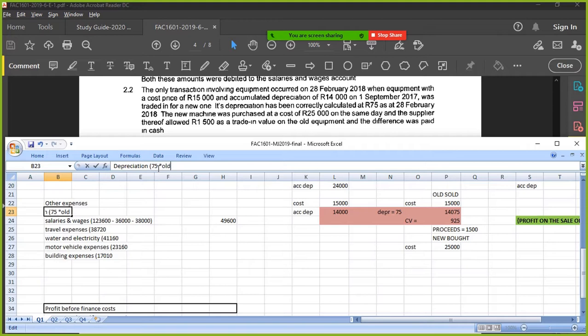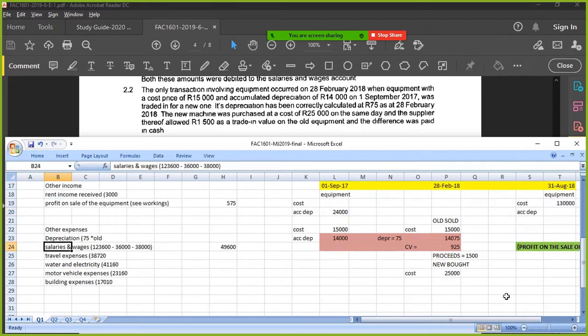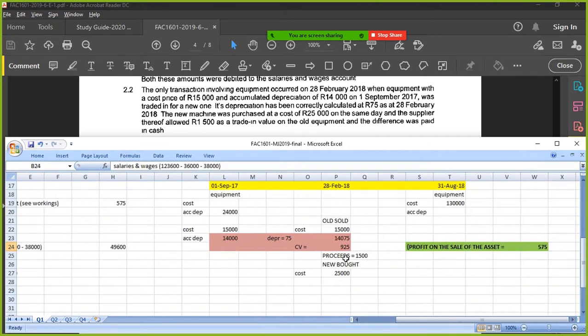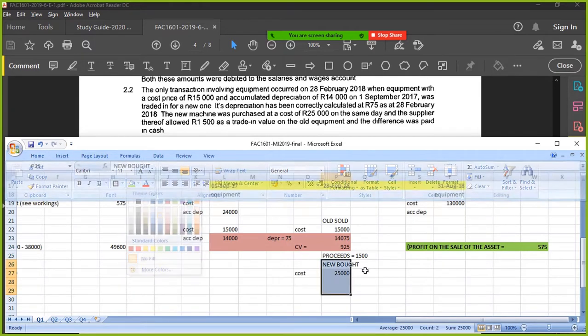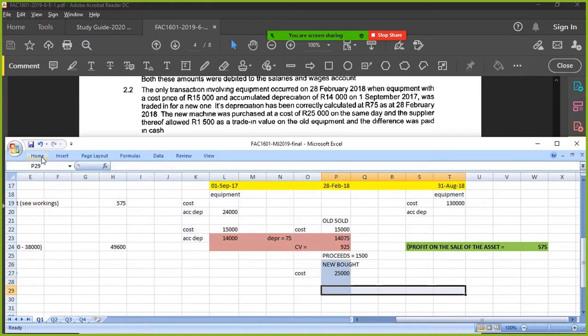75 Rand is the old. Okay, all right, so let's go back. Proceeds, I've looked at. I've got the profit on the sale. Okay, you bought a new asset. This new asset will be used for how many months? February you don't count, so you only count March. Okay, so March, April, May, June, July, August. I count 6 months.